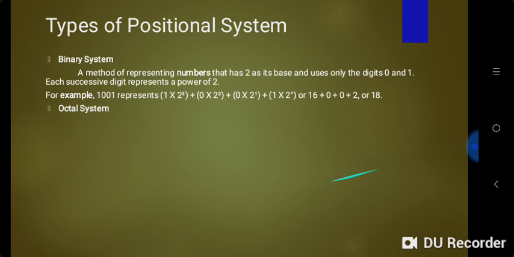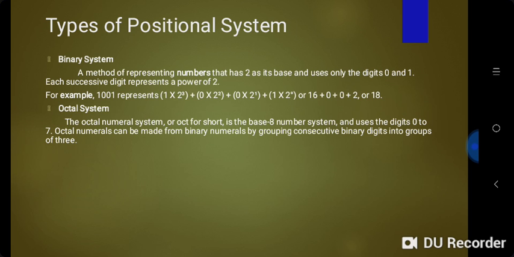And next is the octal system. The octal system is the base 8 number system and uses the digits 0 to 7. Octal numerals can be made from binary numerals by grouping consecutive binary digits into groups of 3. So the octal system has 8 digits and the highest possible digit is 7.